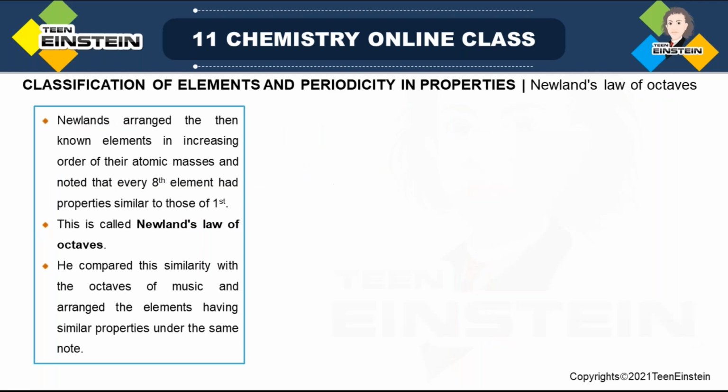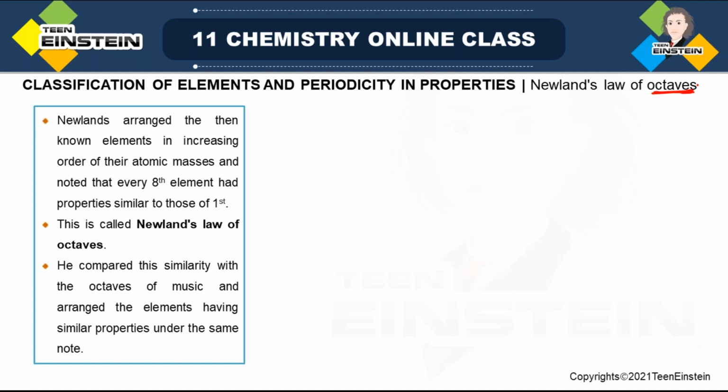The next one, Newlands' law of octaves. As the term says, octaves, it is something related to the number 8. Newlands arranged the then known elements, that means the elements known at that time, in increasing order of their atomic masses. And what he observed is that when he reached the 8th element, there was some similarity in properties with respect to the first one. So number one and number eight have some similarity. That is why it is known as Newlands' law of octaves.